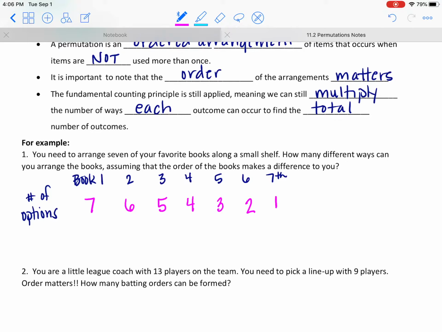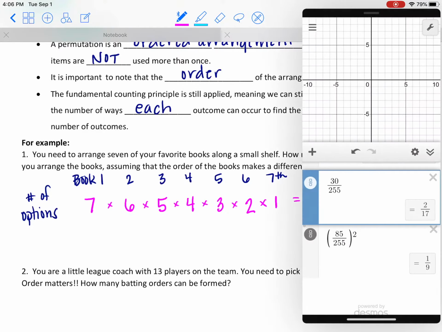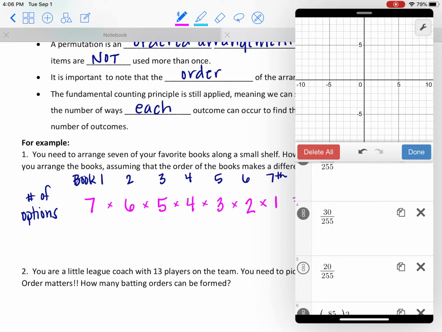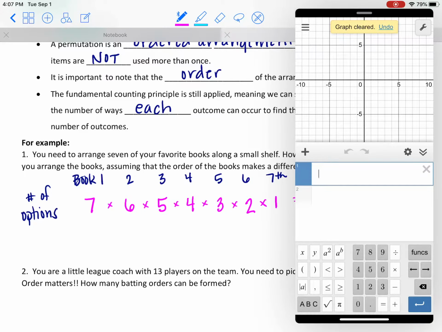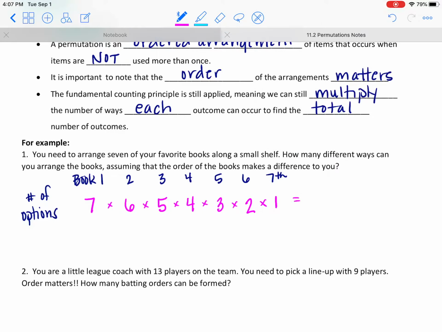And so using the counting principle, we would multiply all that together, and I'm going to absolutely use my calculator for this. 7 times 6 times 5 times 4 times 3 times 2 times 1 is 5,040. So there are 5,040 different ways I could arrange these books on a shelf.